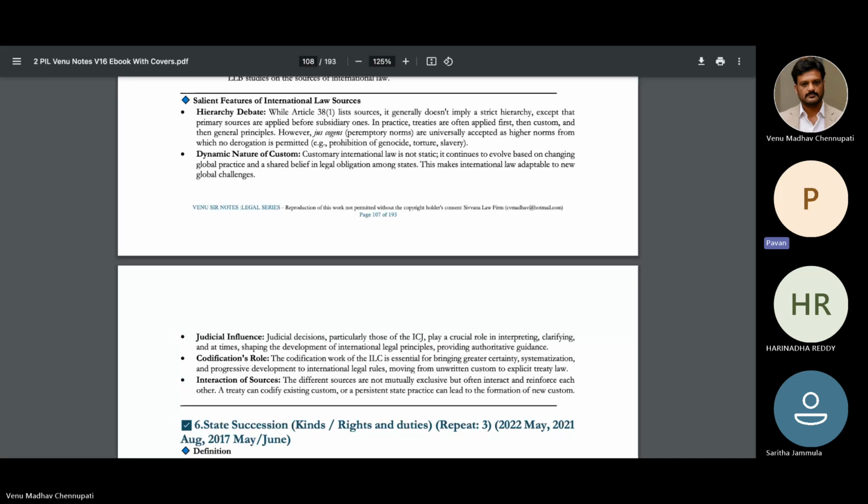Codification and the ILC's role: the codification work of the ILC is essential for bringing greater certainty, systemization, and progressive development to international law, moving from unwritten custom to explicit treaty law. Interaction of sources: the different sources are not mutually exclusive but often interact and reinforce each other. A treaty can codify existing custom, or persistent state practice can lead to the formation of new customs.